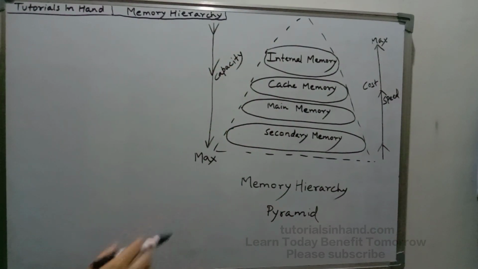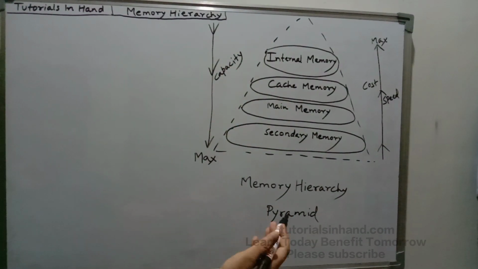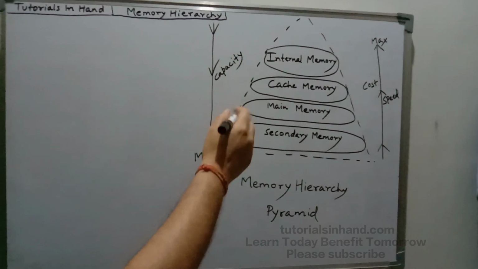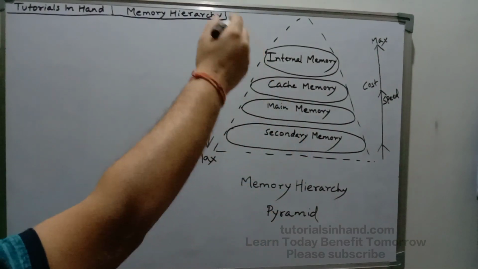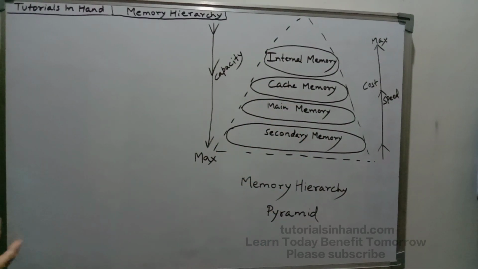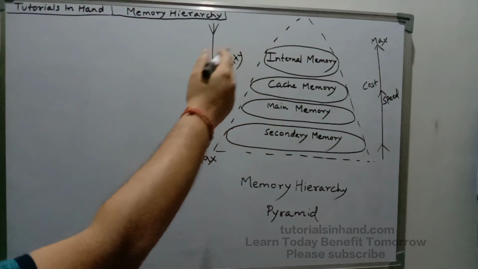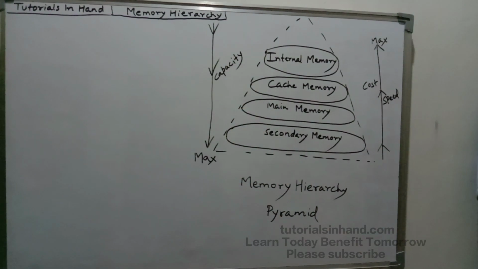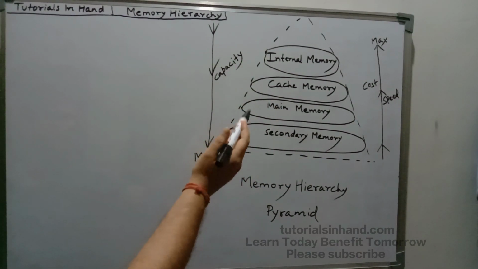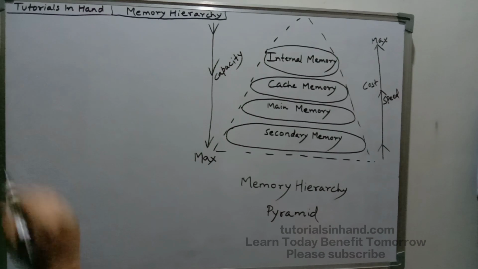In some exams, you might be asked to draw the memory hierarchy pyramid, or you may be asked to write about the complete memory setup in a computer. So these are what make up the complete memory of a computer system: secondary memory, main memory, cache memory, and internal memory.